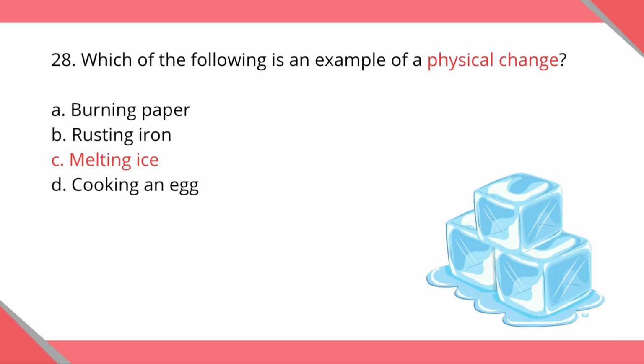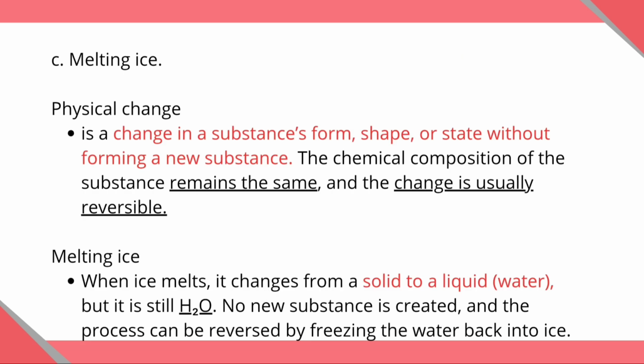The correct answer is letter C. Melting ice. A physical change is a change in a substance's form, shape, or state without forming a new substance. The chemical composition of the substance remains the same, and the change is usually reversible. Melting ice is a classic example of a physical change. When ice melts, it changes from a solid to a liquid, but it is still H2O. No new substance is created, and the process can be reversed by freezing the water back into ice.